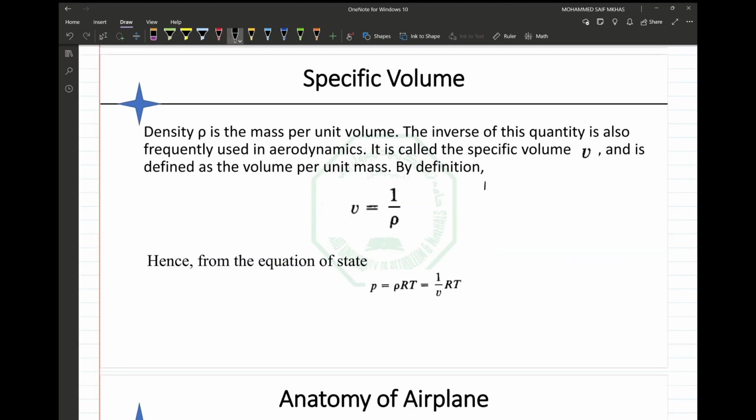So the specific volume is the inverse of the density itself. And hence we have the equation of state as before, P equals rho RT. We can also convert this into specific volume: P equals 1 over specific volume, times RT.